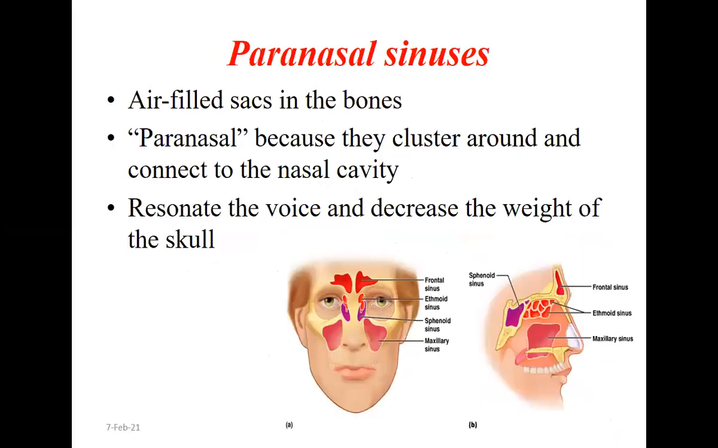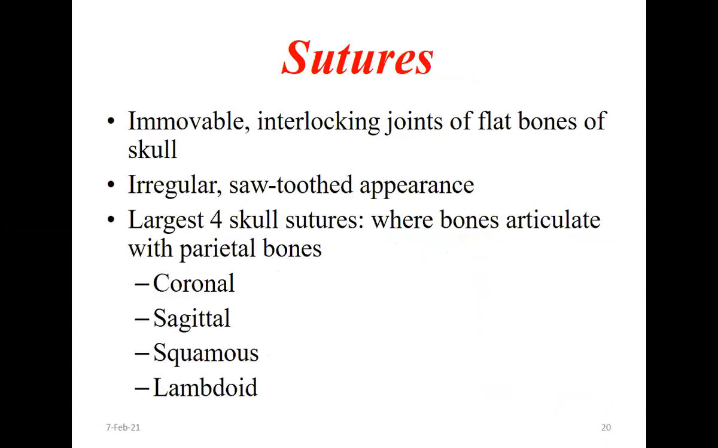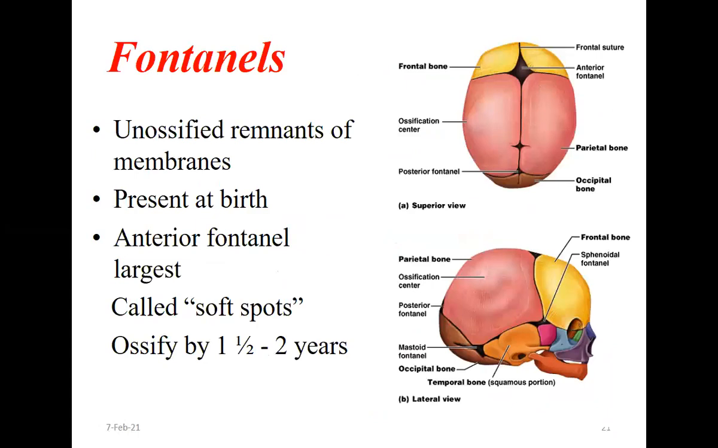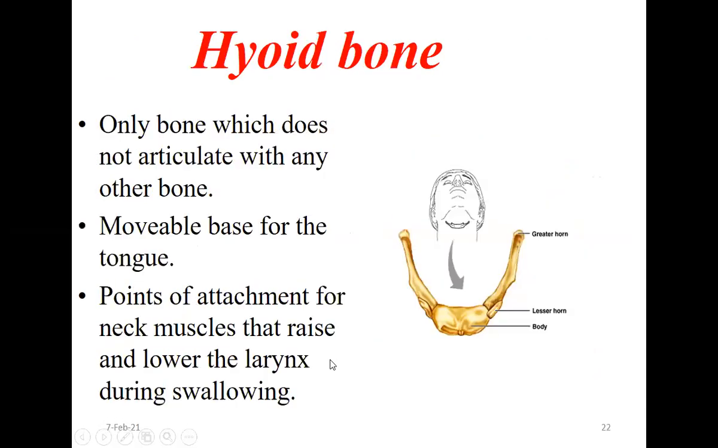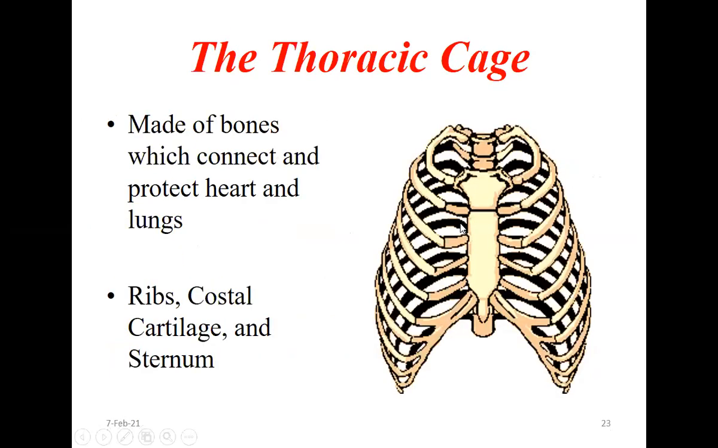Then we had discussed some of the spaces which are present around the nasal cavity, which are called the paranasal sinuses. Then we had discussed how the bones are joined together, that is the sutures. Then we had discussed important fontanelles. There are anterior as well as posterior fontanelles. The most important is the anterior. It fuses at 1.5 to 2 years. Then we had discussed the hyoid bone, which is present in the neck, which is the only bone which is independent without any connection. So today we'll discuss the thoracic cage.